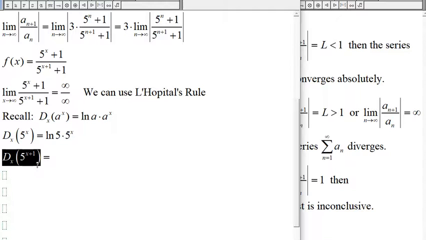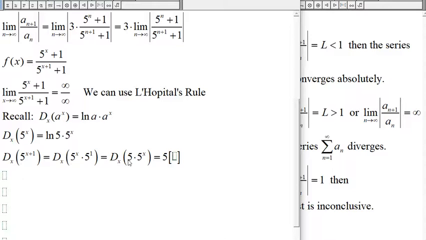But 5 to the x plus 1 is the same as 5 to the x times 5 to the first. So this becomes 5 times 5 to the x, since 5 to the first is just 5. So here we get 5 times, and this is just the multiplication constant 5. And so we just need the derivative of 5 to the x, which is ln 5 times 5 to the x.